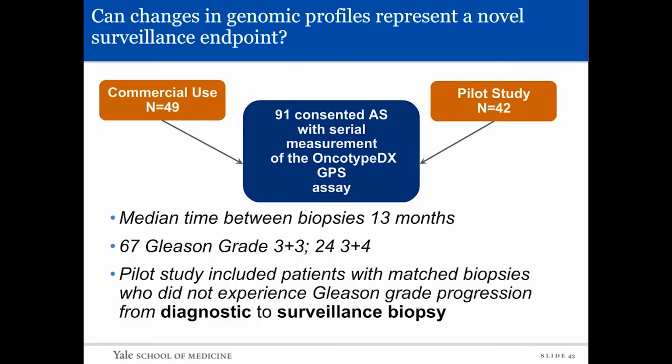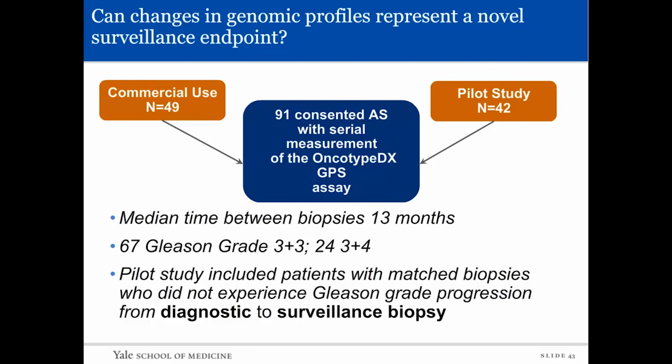So we looked at this question among patients at UCSF who had repeat genomic testing on biopsies. These were really a combination of patients who were part of a pilot study with the company, as well as patients who were essentially just having it empirically through clinical practice. There were patients here who were matched to biopsy Gleason score. We looked at patients whose Gleason score stayed the same, and we wanted to see: if your Gleason score stays the same on serial biopsy, are you likely to have a change in your genomic score?